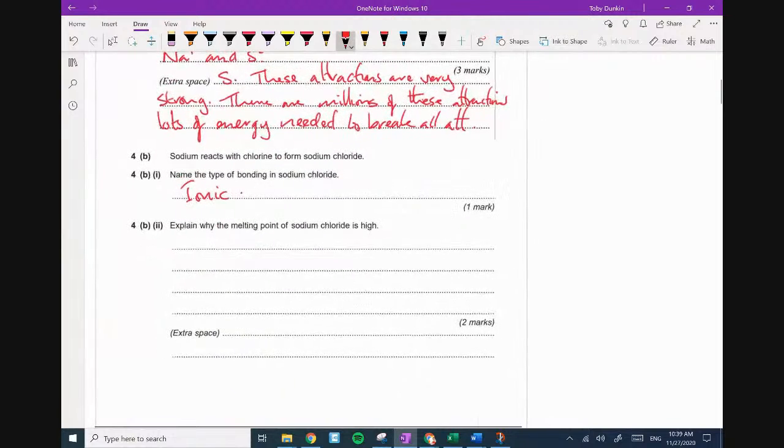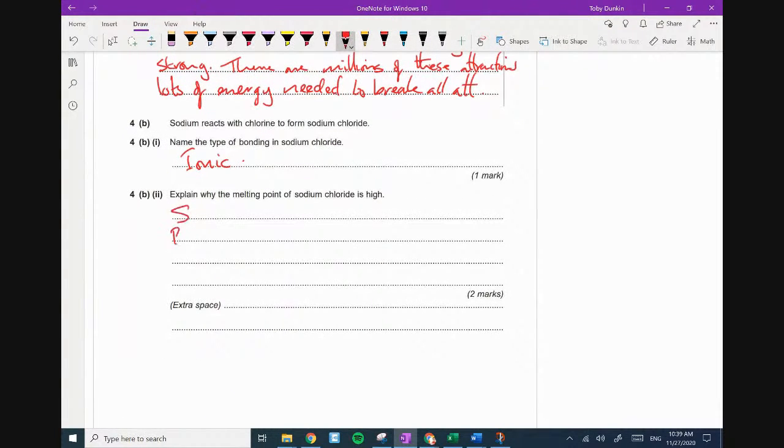Explain why the melting point of sodium chloride is so high. Same process, so it's very repetitive. You're seeing the questions from papers, guys. We do the same process. Structure, it's a giant ionic lattice. The electrostatic attraction between Na plus and Cl minus. Strength, very strong attractions. Millions of them.